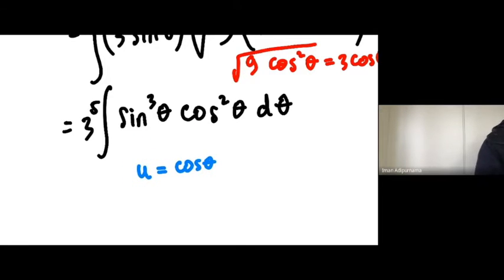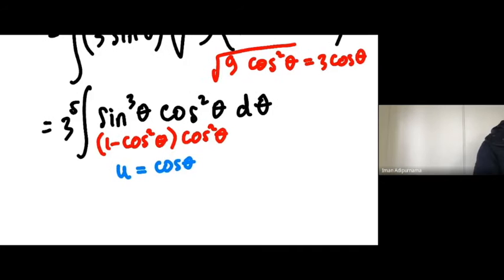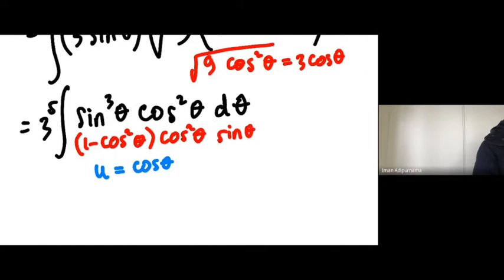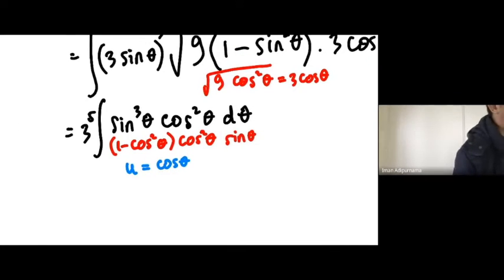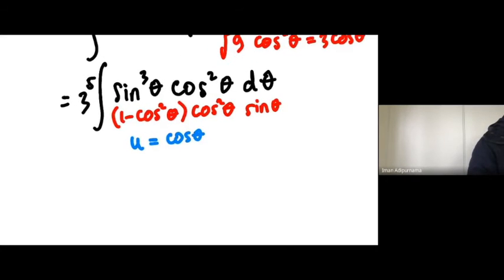Why am I using the u? Because I can have this 1 minus cos squared, and then I still have sine theta, which I can cancel. It's like the trigonometric integrals from last Tuesday. So I will substitute cos theta as u.